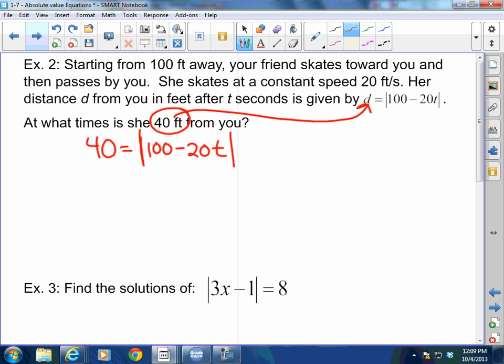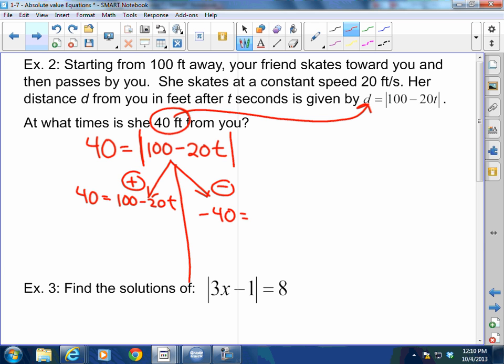So again, is the absolute value here alone? Yes. So it's alone, so we got to split it into our positive and our negative side. Remember, the positive side is the mirror image. So it's simply going to be 40 equals 100 minus 20t. The negative side, you multiply the non-absolute value side by a negative. So this would be negative 40 equals 100 minus 20t. Does everyone understand that setup so far?